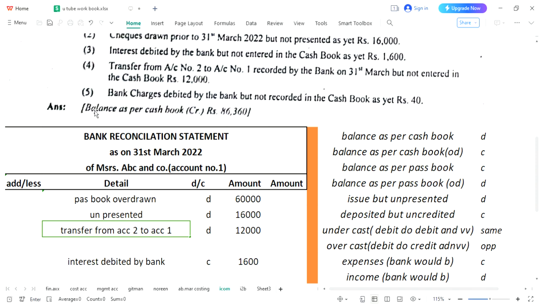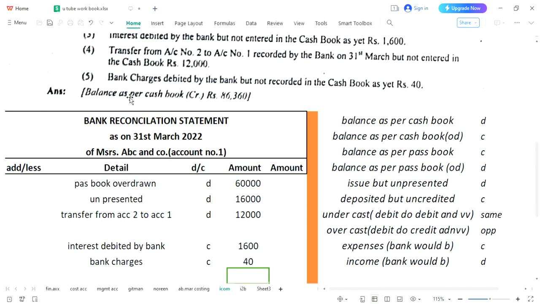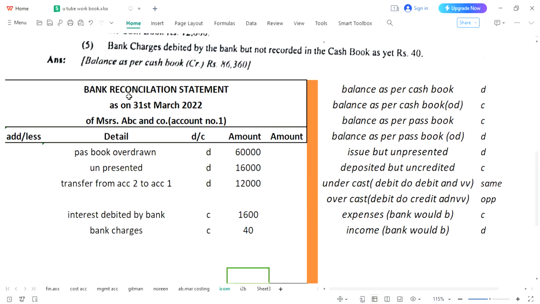Alright guys, next number 5, bank charges. And we know that under expenses and charges we will credit the bank account. Here just put bank charges, and the amount is just 40. So guys, in this way all entries have been completed.